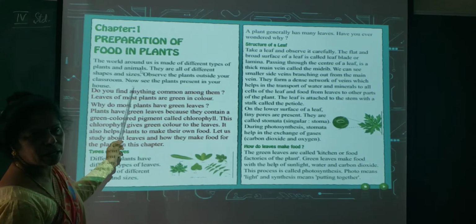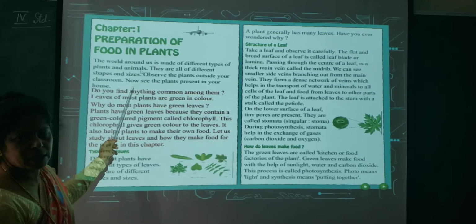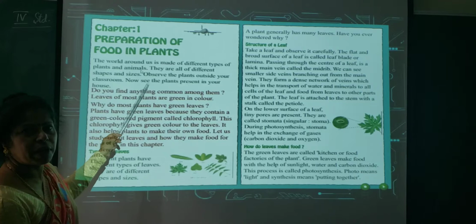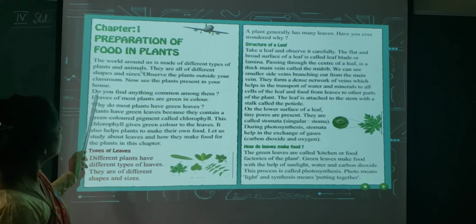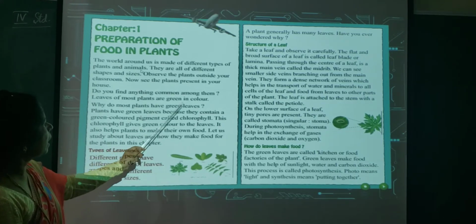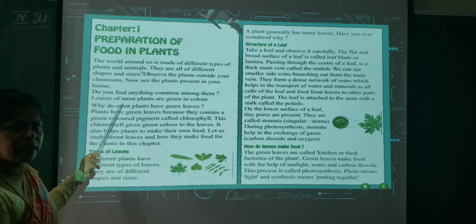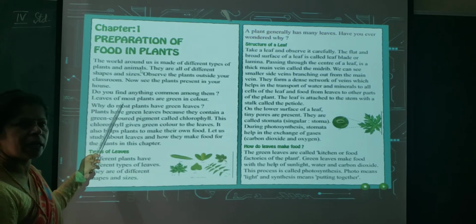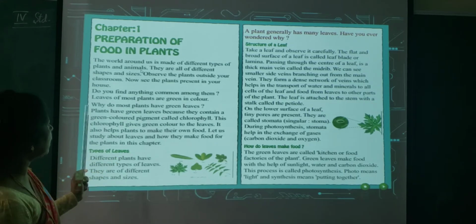So whenever you see plants, they will be from smaller size to bigger size, very tall trees, very fat trees, isn't it? And they have got different leaves of different shapes and sizes. Do you find anything common among them? Leaves of most plants are green in color. So you would be wondering, whenever you see the plants and the leaves, especially the leaves look green in color. Why are the leaves green in color? Let us see now. Why do most plants have green leaves?